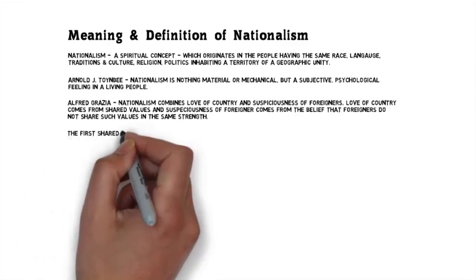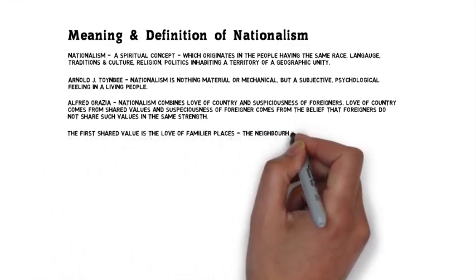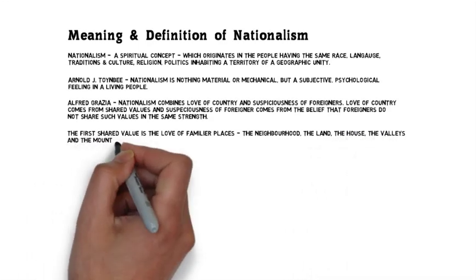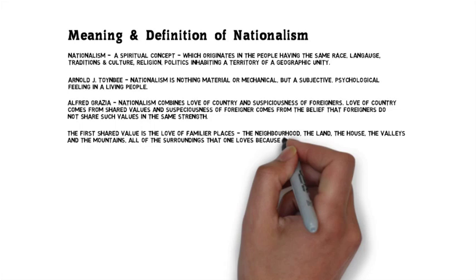Further, he says that the first shared value is the love of familiar places: the neighborhood, the land, the house, the valley, and the mountains. All the surroundings one loves because they have been part of oneness from infancy. The shared values come from your neighborhood, that land where you are living, that house where you live peacefully, that valley, those mountains around you, all the surrounding things which have been there since your childhood or infancy. That is what makes you proud, what makes you feel that you belong to this land, and that is how nationalism evolved.